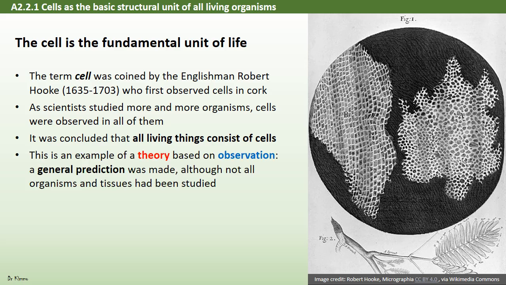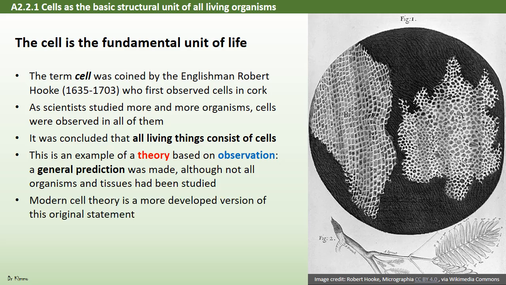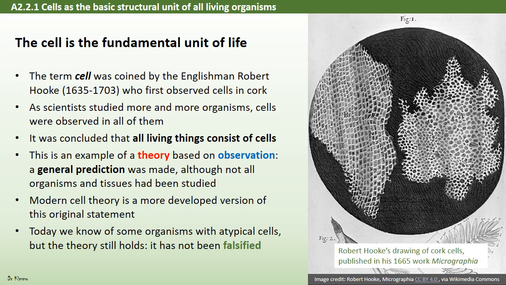This is an example of a theory based on observation. A general prediction was made, although not all organisms and tissues had been studied. Modern cell theory is a more developed version of this original statement, and more about that later on. Today we know of some organisms with atypical cells, but the theory still holds. It has not been falsified.